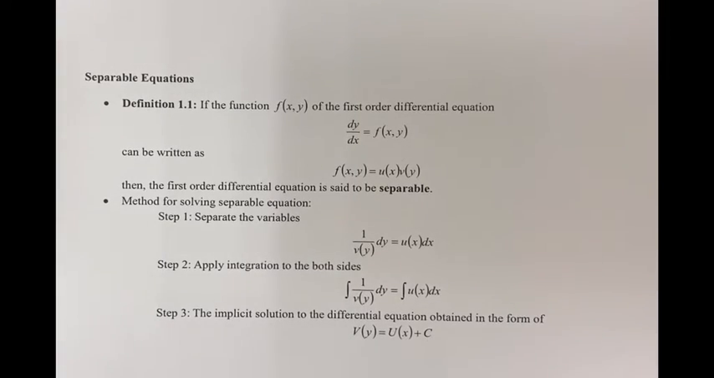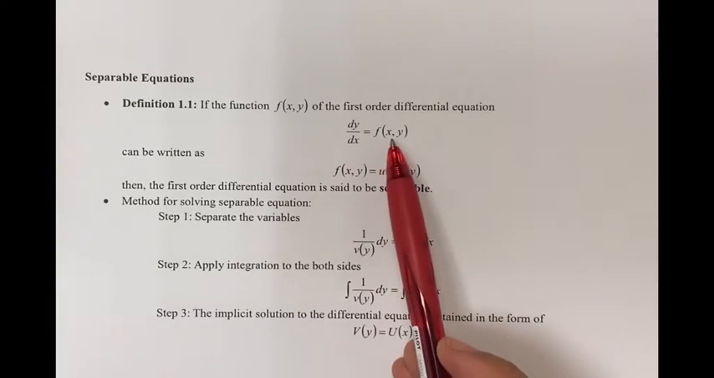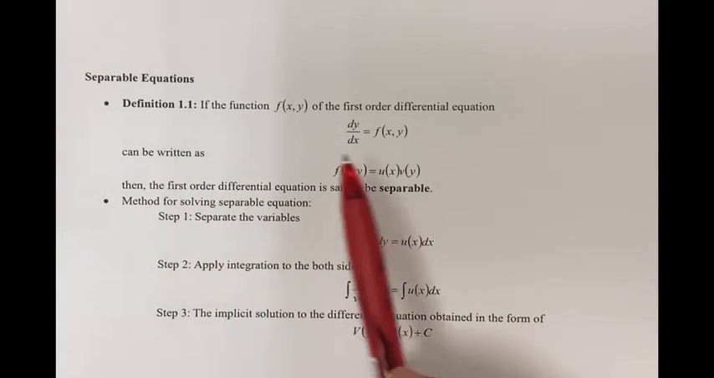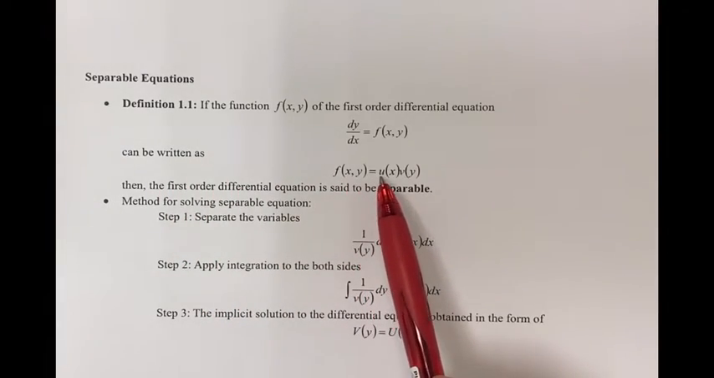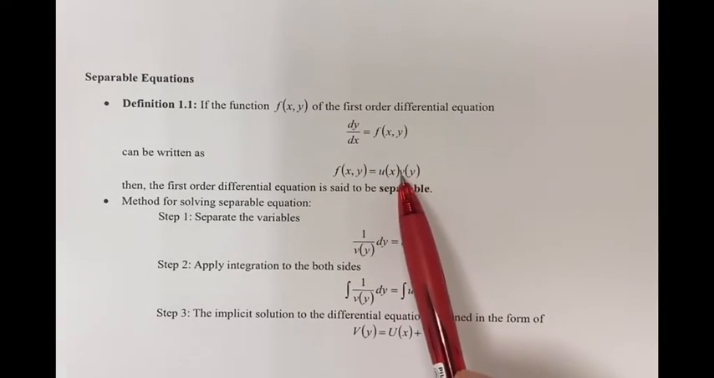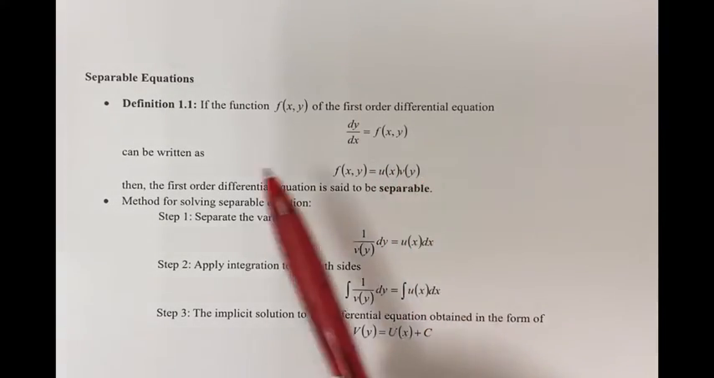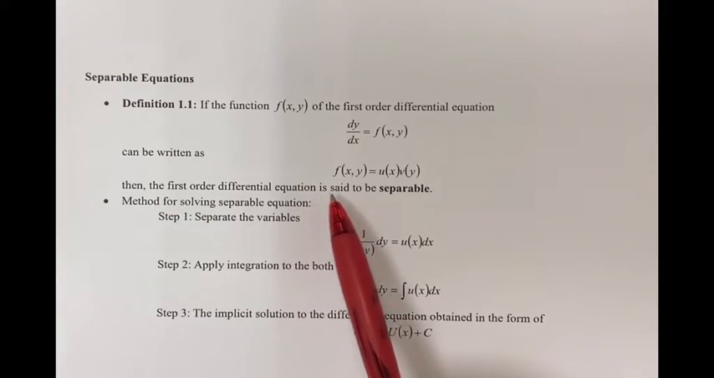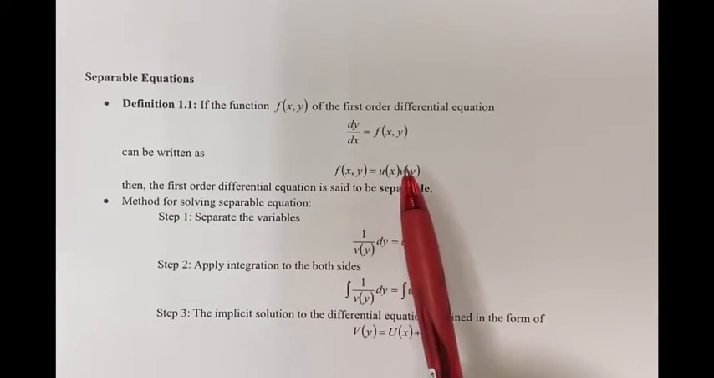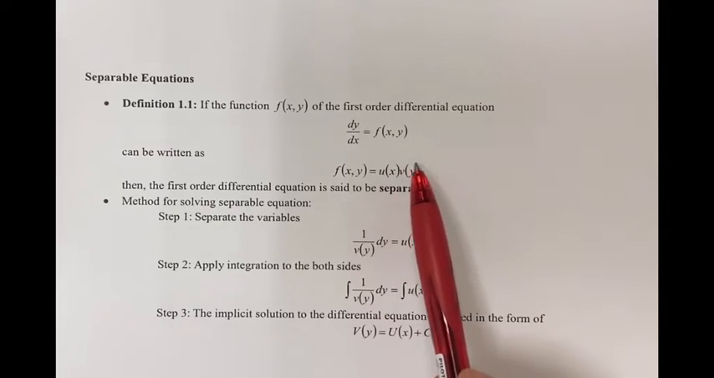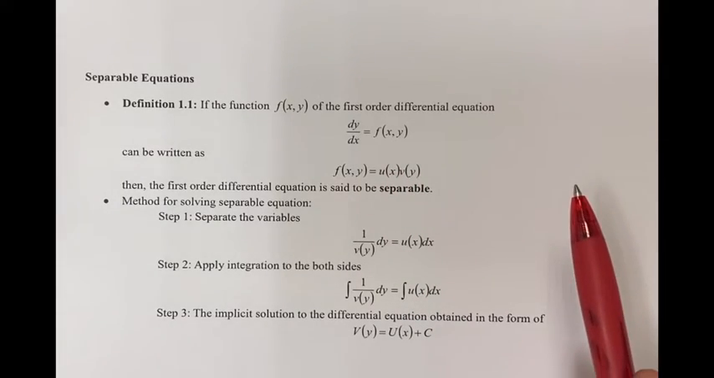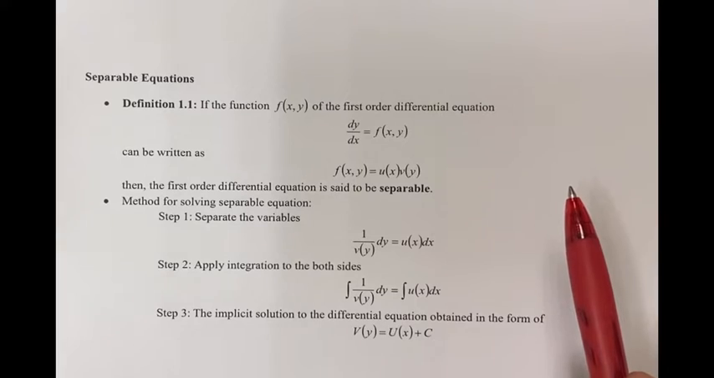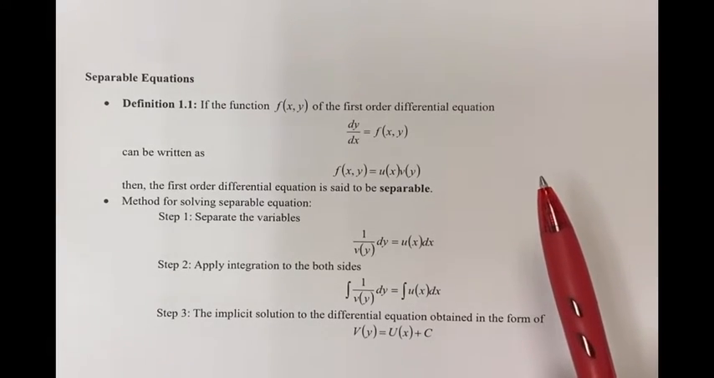If the function f(x,y), a two variable function of the first order differential equation dy over dx equal to f(x,y), can be written as f(x,y) equal to the product of a function of x with a function of y, then we can say that it is separable, if we can split it into u(x) and v(y). So if it is separable, you need to solve for the separable equation.